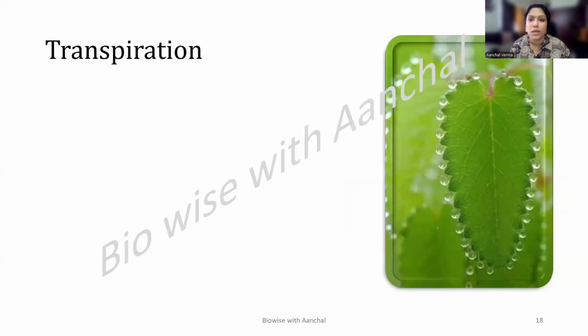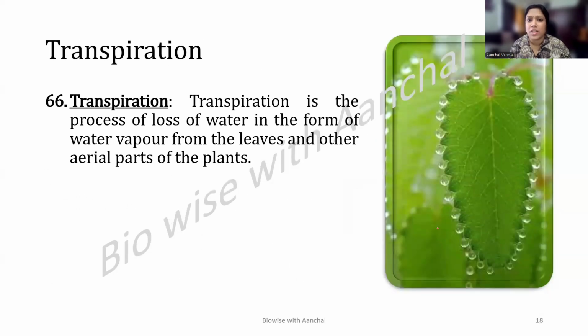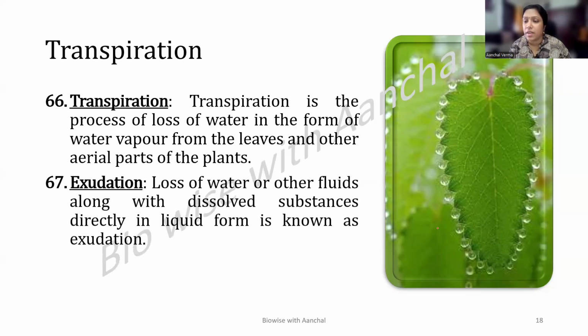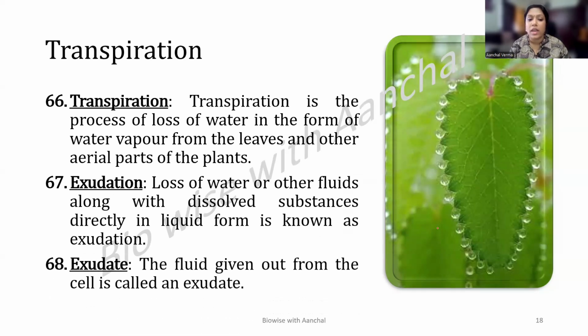Correct? Next one, transpiration. Transpiration is the process of loss of water in the form of water vapor from the leaves and the other aerial parts of the plant. The complete definition, and a very important definition. Exudation, guttation, these are similar words. Exudation is loss of water, but it can happen in bleeding also, and in guttation also. So exudation is loss of water or other fluids along with dissolved substances directly in liquid form. Exudate is the fluid given out from the cell. So this you should know.